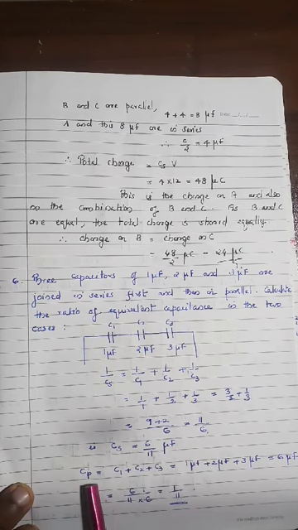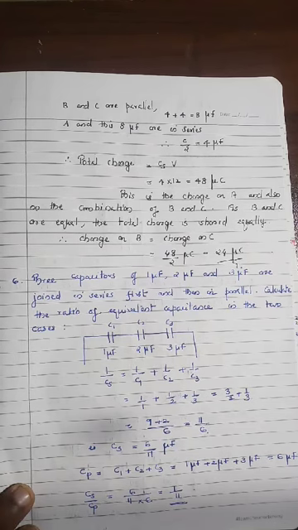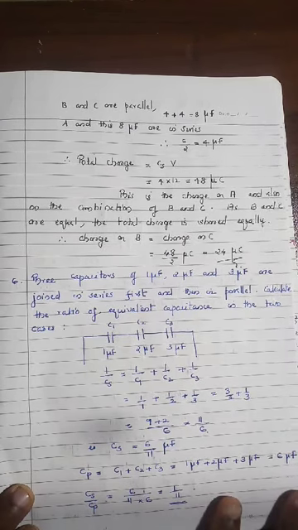For the parallel network, we can add them together. So 1 plus 2 plus 3 equals 6 microfarad. So their division, you get the answer 1 by 11. A simple concept.